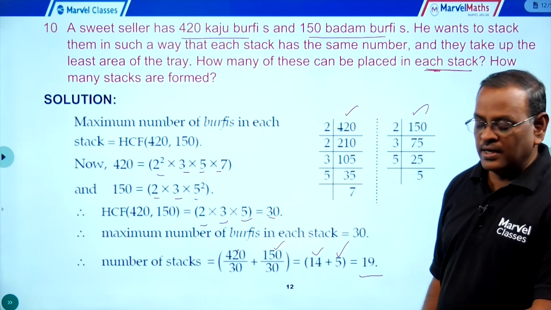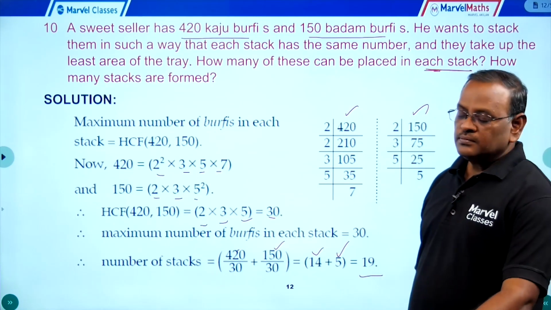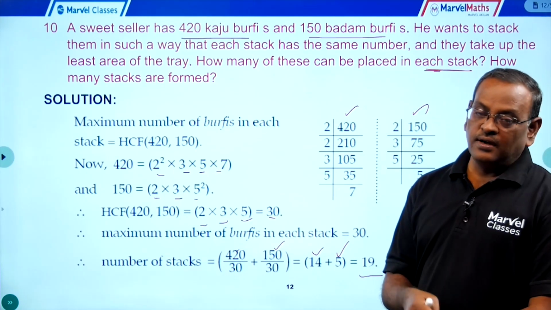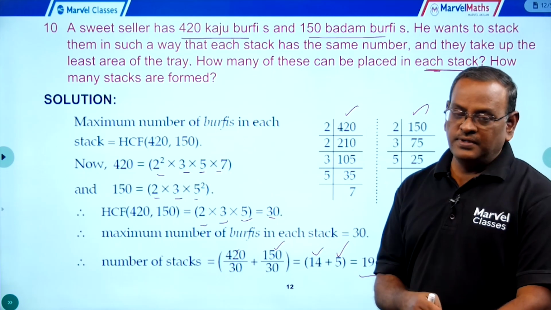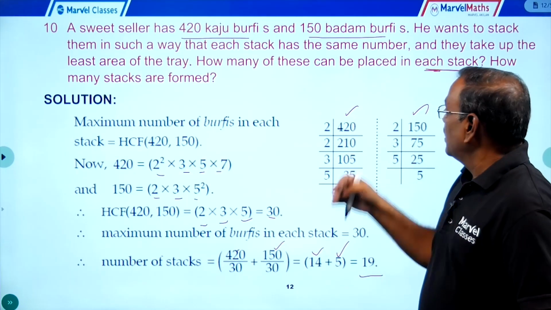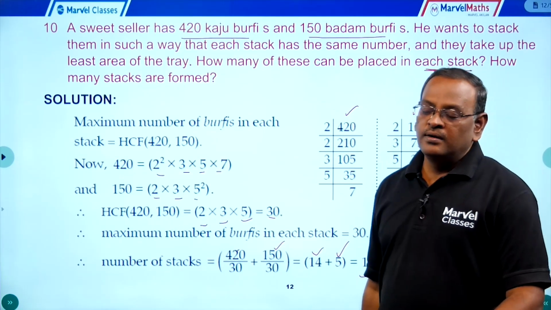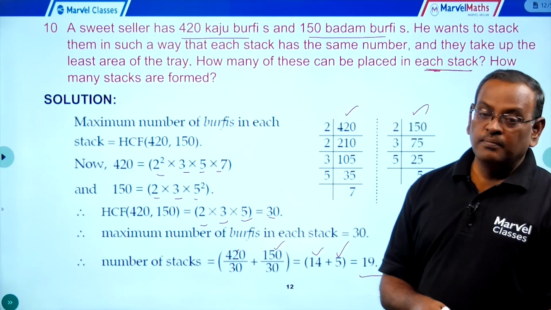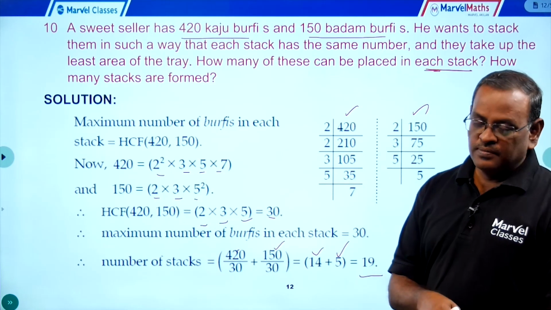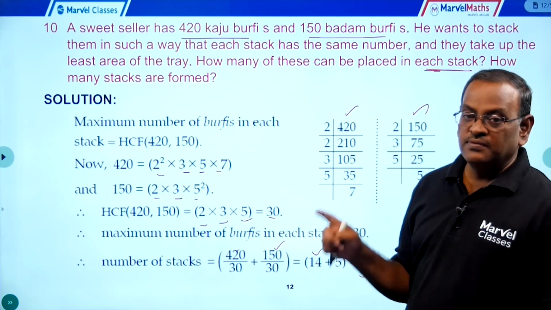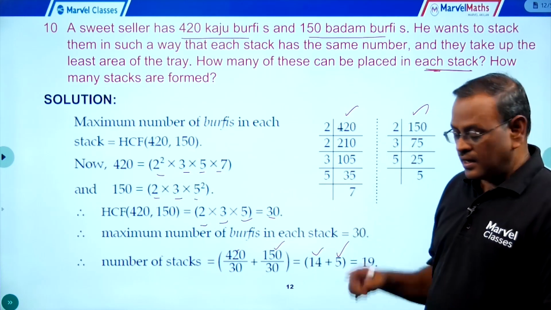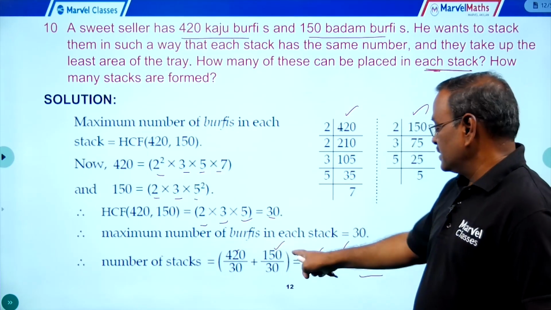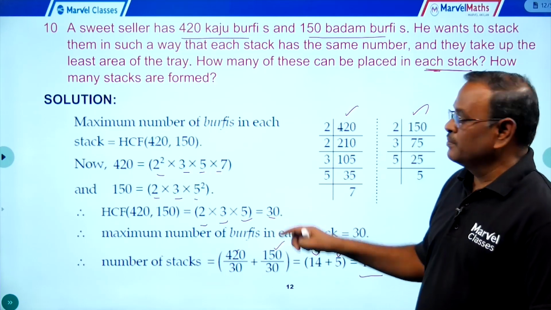19 stacks required. Suppose if I develop this question, what is the cost of each stack of kaju barfi and what is the cost of each stack of badam barfi? But I will give another new video with respect to that case based question. Okay. So this is one of the tough questions which is related with HCF along with sum by HCF. Don't forget this additional step, this is very important. This is one of the board questions.